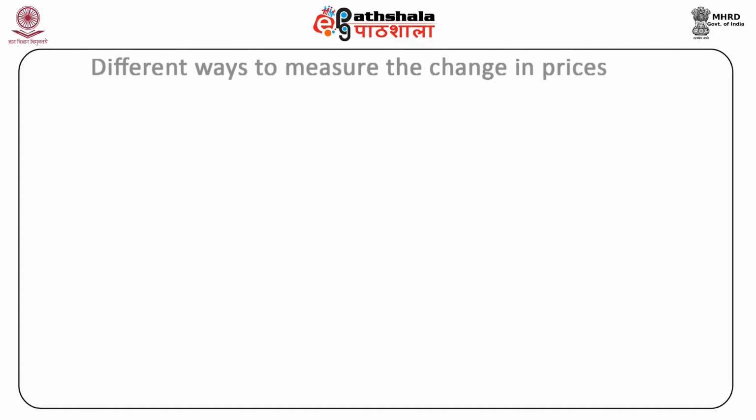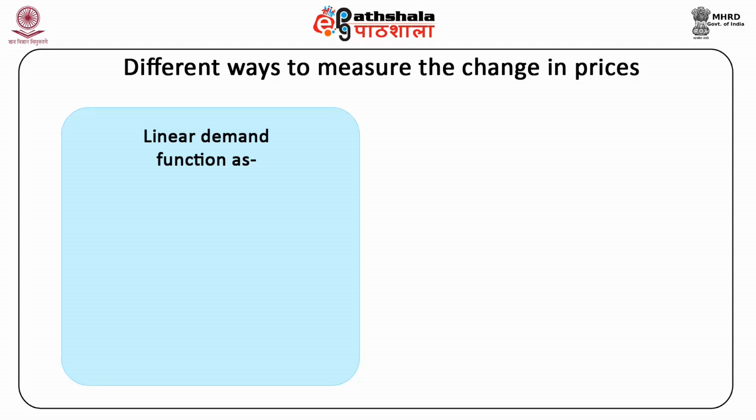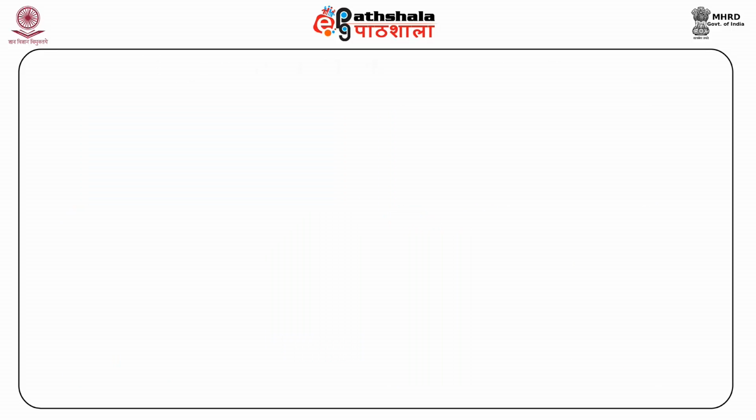Let us now understand how we can measure price elasticity through a linear demand function. Suppose a linear demand function is given as Q equals A minus B into P. Given the demand function, the formula for measuring the price elasticity of demand, that is EP, can be expressed as follows. EP equals minus B into P by Q, where B equals change in Q by change in P. The derivation of this is as follows.